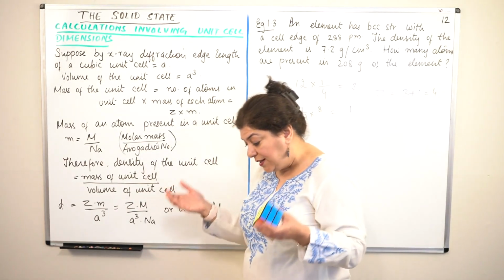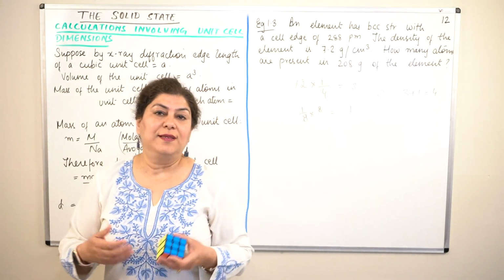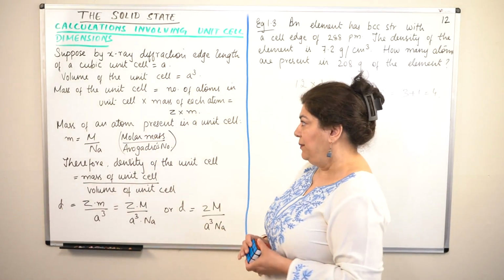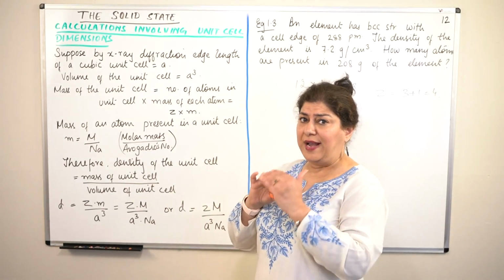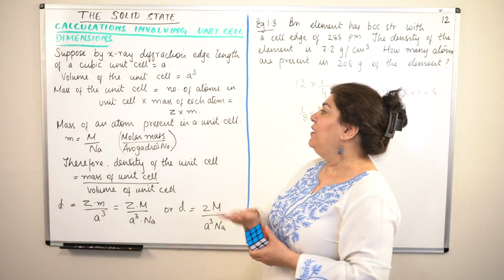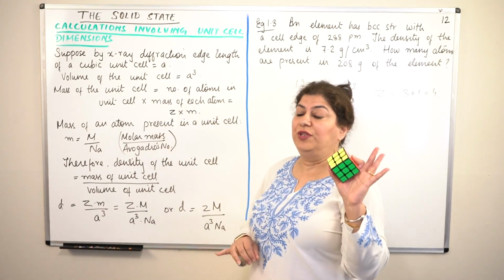But since we are just starting the study of the solid state, we take the simplest case. We imagine M to be the mass of an atom of an element. So whatever is the number of atoms in a unit cell, into the mass of one atom, will give you the total mass of the unit cell.